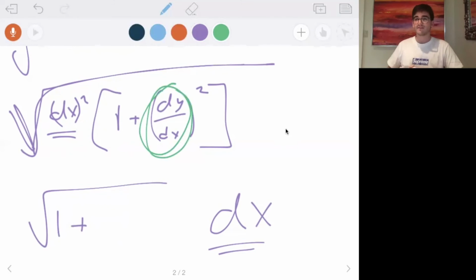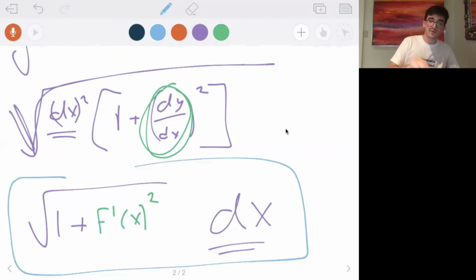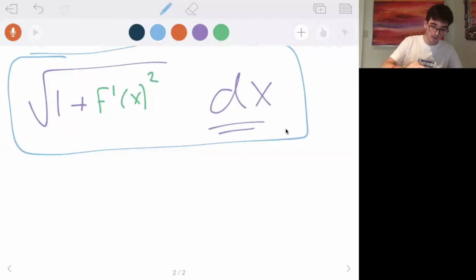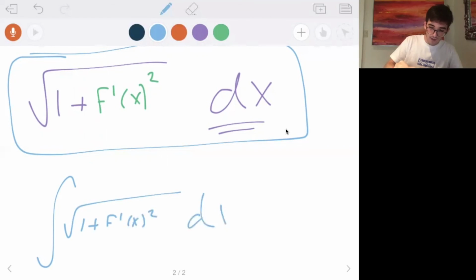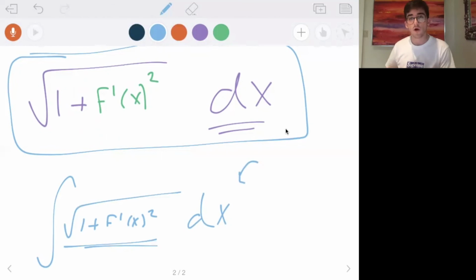Well, dy dx, that right there is the derivative. That right there is your instantaneous slope at a single point. So I could just call that f prime of x squared. And that's exactly what I'm going to do. This right here is something we can take the integral of. We can just say, okay, integrate the square root of 1 plus f prime of x squared dx. I have an integrand, something I'm taking the integral of, and I have my dx. I have all of the necessary parts of an integral.